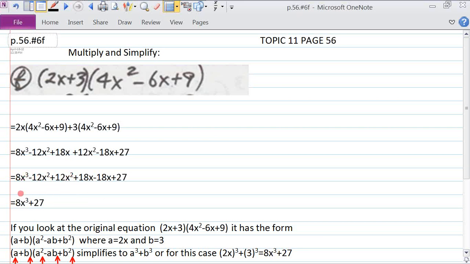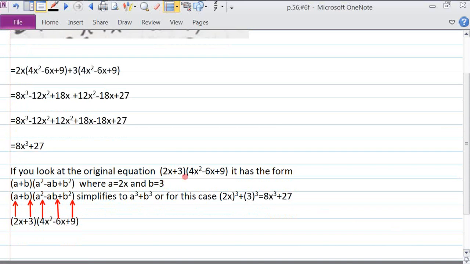So 8x cubed is by itself, and minus 12x squared plus 12x squared is 0. These two cancel to give you 0. Plus 18x minus 18x sum to 0, so there's no term in x, plus 27. So we're really reduced to the first term and the last term because all the other terms sum to 0.